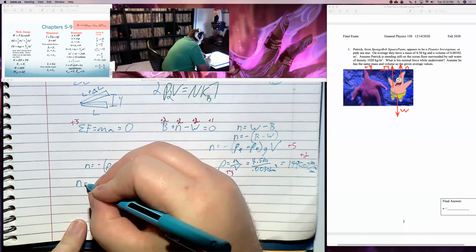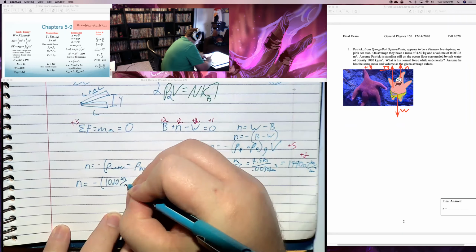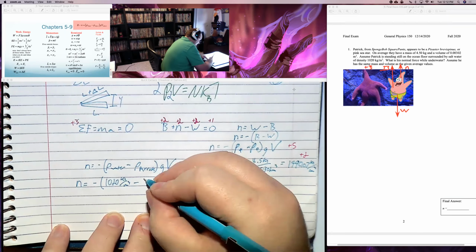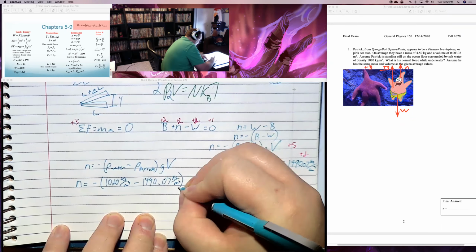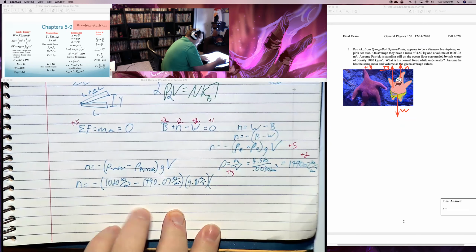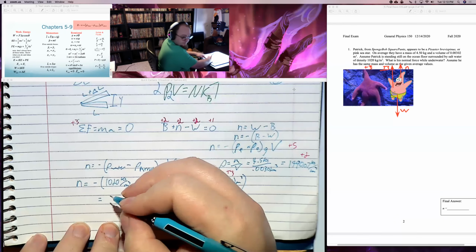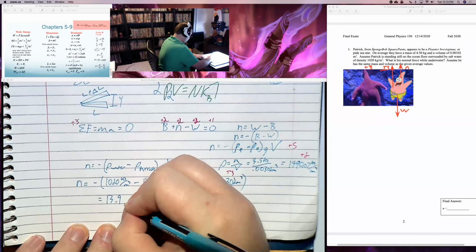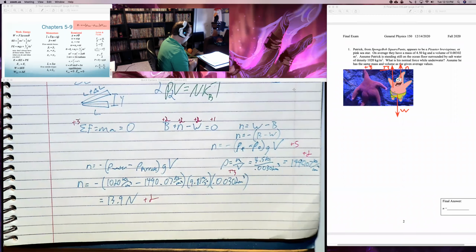And therefore the normal force is negative 1020 minus 1490 times G times V. Any questions?